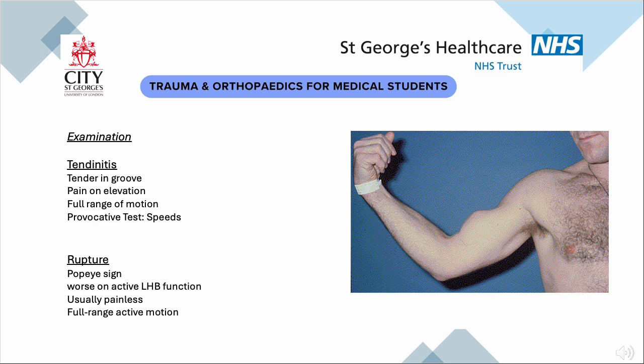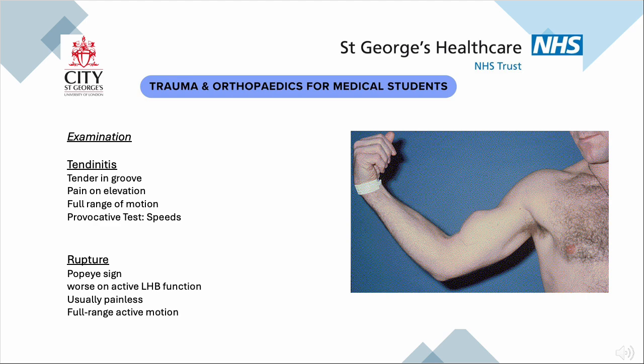The clinical examination for tendinitis is relatively simple, and the patient will be tender in the bicipital groove, although this can be difficult to find in more well-muscled or well-padded patients. There is pain on elevation of the shoulder. However, the shoulder will have a full range of motion, and in theory there is a test called Speed's test to provoke pain in the biceps.